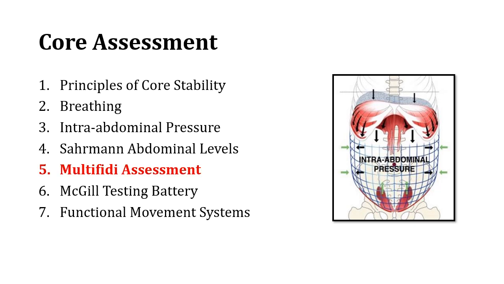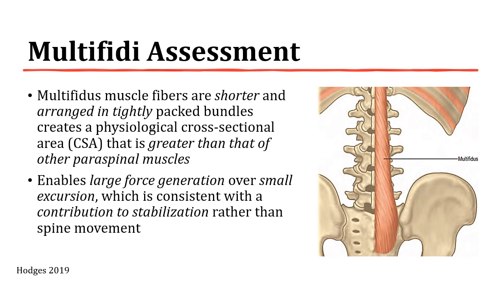Okay, next in the progression will be the multifidi assessment. So the multifidi muscle fibers are shorter and arranged in tighter packed bundles as compared to the other erector spinae of the lumbar spine. This creates a physiological cross-sectional area that is greater than that of the other paraspinals, and also enables it to produce a large amount of force, but with small excursion. That means minimal movement of the spine, which is consistent with its contribution to the segmental stabilization of the spine, particularly with dynamic movements.